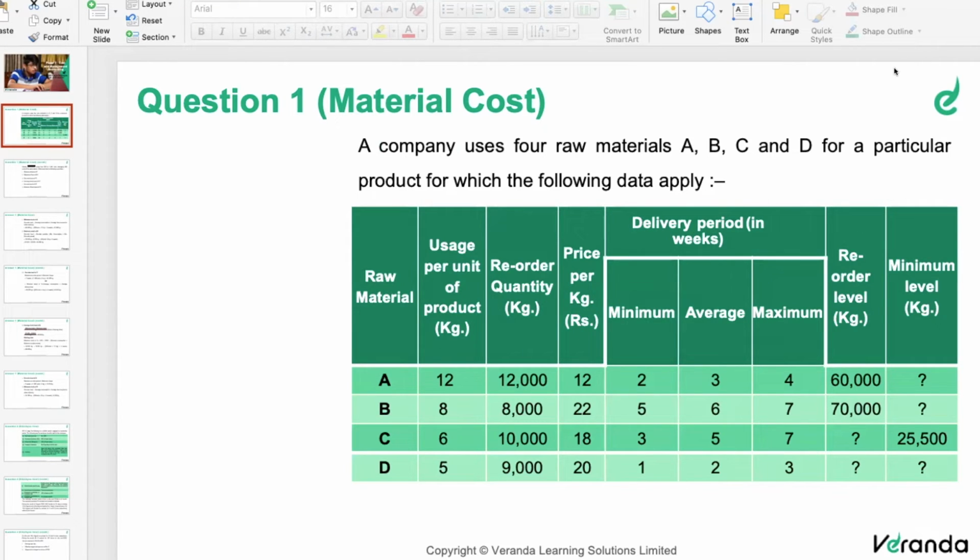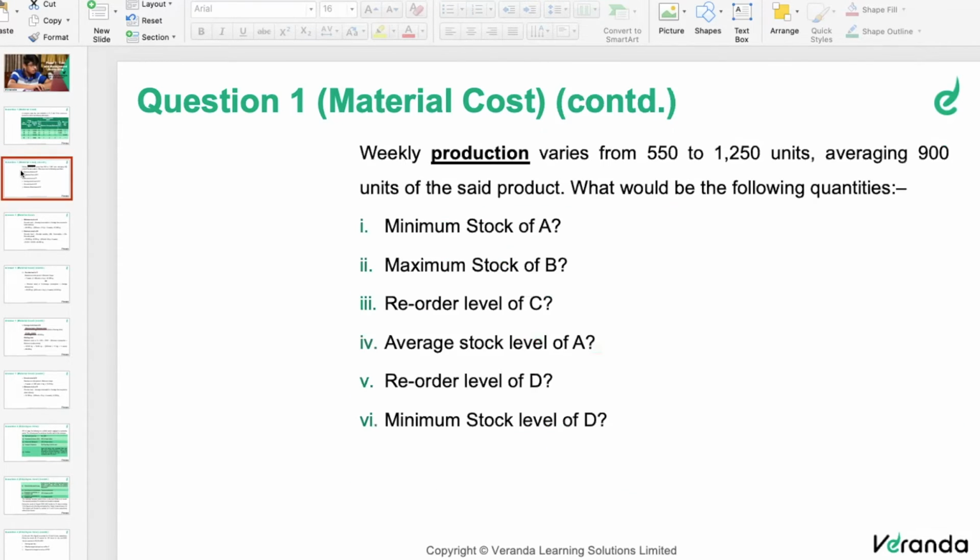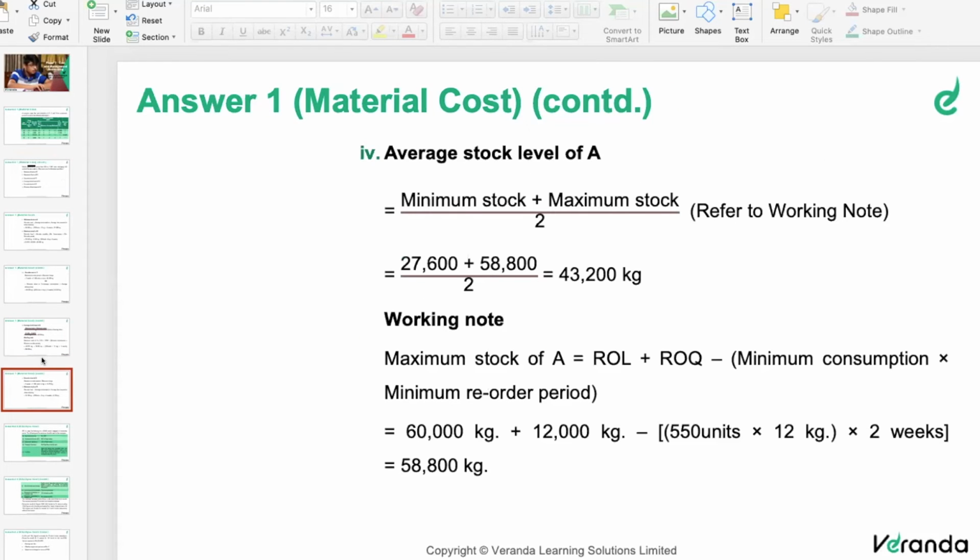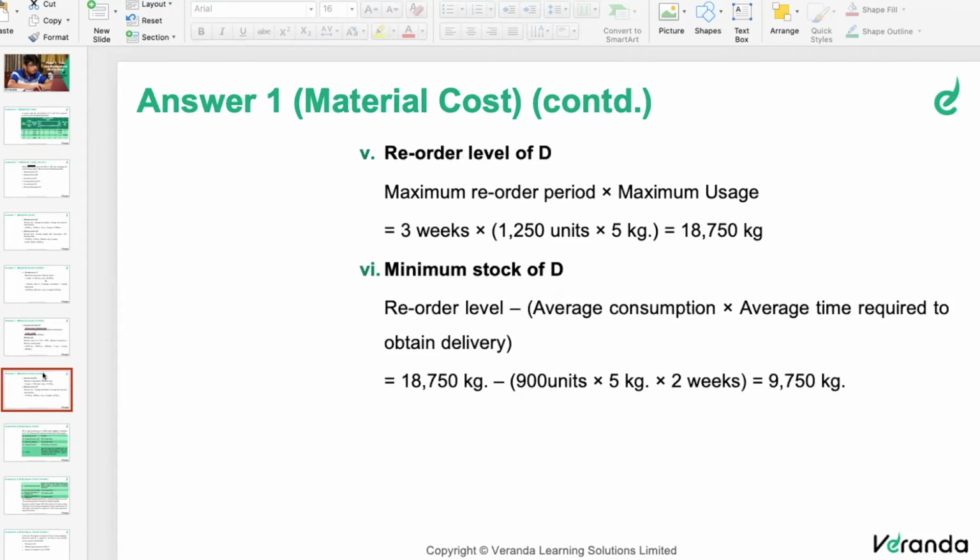Maximum usage. Now you can tell the maximum usage. 1,250 into 5. Yes, 5 into 1,250. That's all. So, reorder level of D is equal to 1,250 into 5 into 3 weeks is equal to reorder level, 18,750. Kindly check it up, total correct answer. Yes, sir.